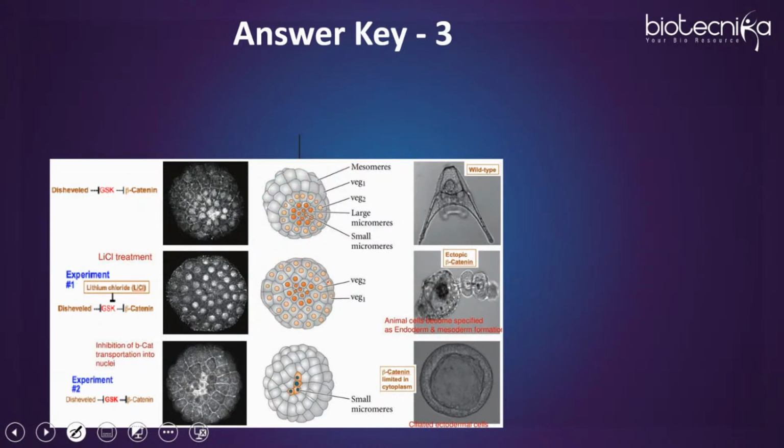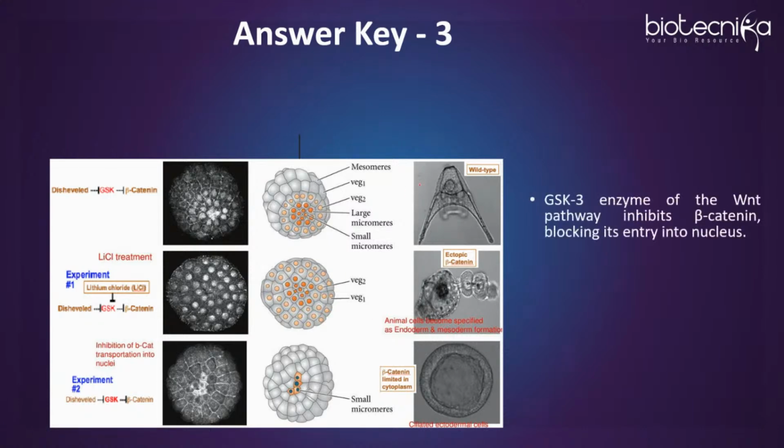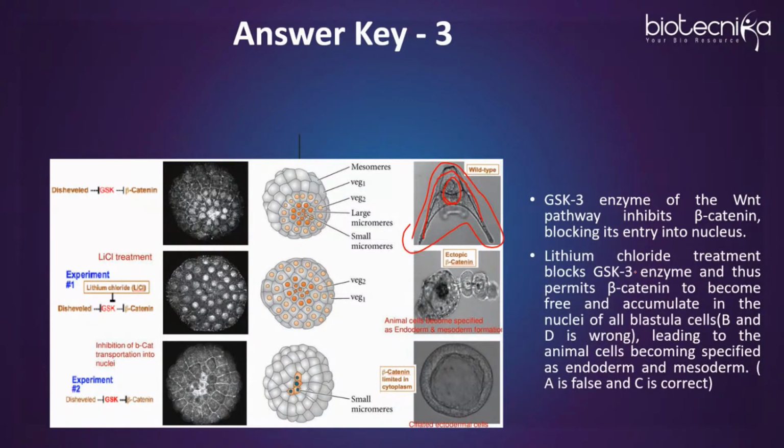Now the question is what this beta catenin presence was doing. If you look at the wild type, it is a pluteus larva, which is formed properly in the sea urchin, where the outer layer of ectoderm is there, and the inner layer of mesoderm and endoderm is there. Everything has happened properly. But lithium chloride treatment permits beta catenin to be free and accumulate in all blastula cells, leading to the animal cells becoming specified as endoderm and mesoderm.